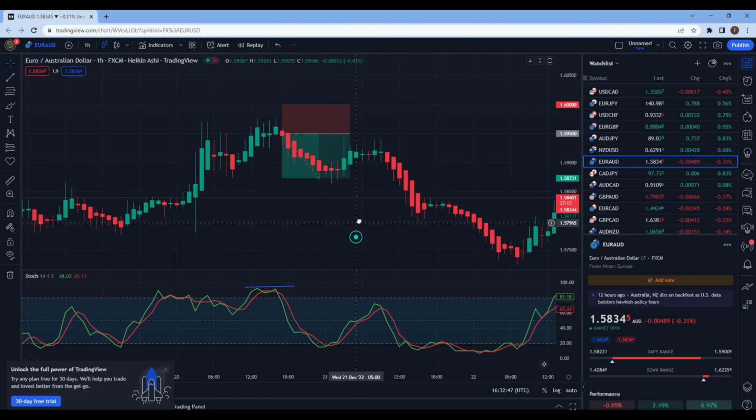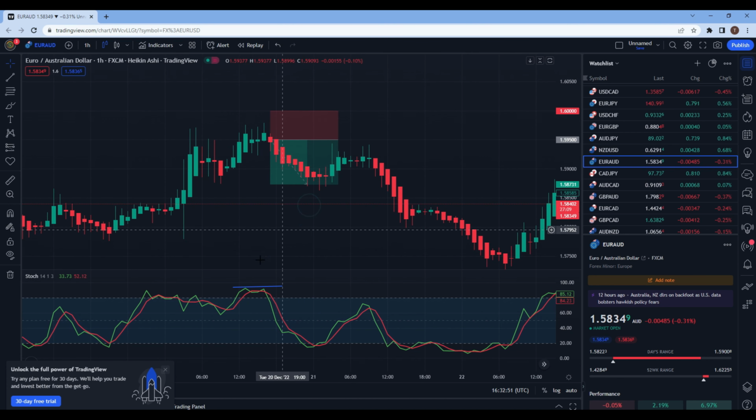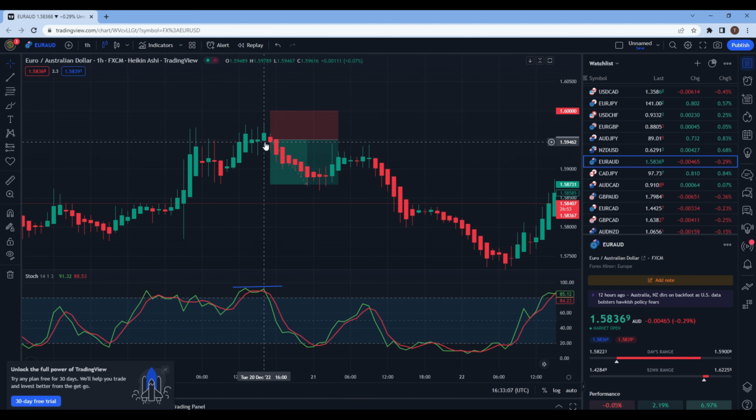Okay, so this is the condition. You can follow whatever you like. I am following these conditions. The first one is the crossover rule. If I'm looking for a short, the first confirmation is that the crossover must be above this 80 line. The second confirmation is that the Japanese candle will become red. This is my second confirmation.